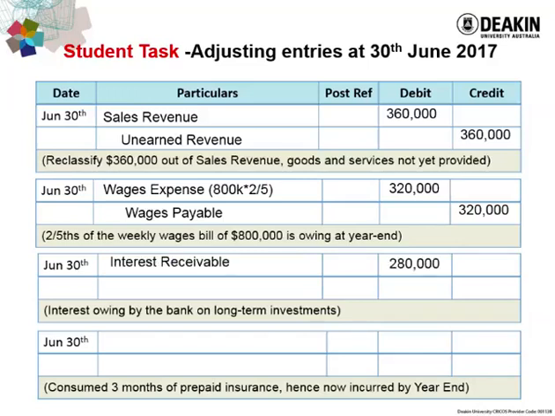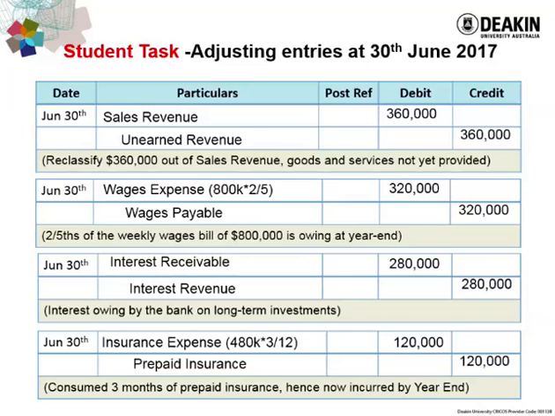Third, the company is owed interest on investment by the bank for 280k at 30th June. So we debit interest receivable, credit interest revenue 280k. We have earned the interest, but we have not received the interest from the bank for our investment. Next, we prepaid for 12 months insurance and we have consumed 3 months of insurance up to balance day. So we debit insurance expense, credit prepaid insurance 120k. This is calculated as 480k multiplied with 3 over 12.